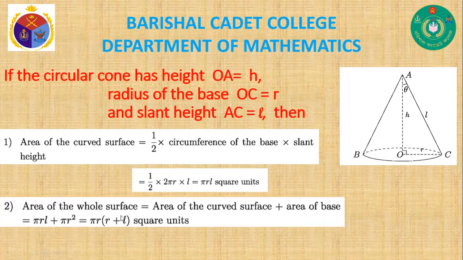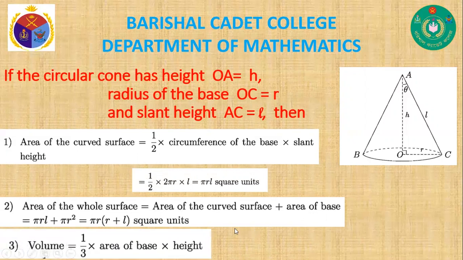Now, the area of the whole surface. The area of the whole surface will be the area of the curved surface plus the area of the base. What is the area of the curved surface? We have already defined that: pi r l. And what is the area of the base? Since it is a circle, the area is pi r square. Now, if you take pi r common, then you get pi r (r plus l) square units. So in a single line, we can say the area of the whole surface is pi r into (r plus l).